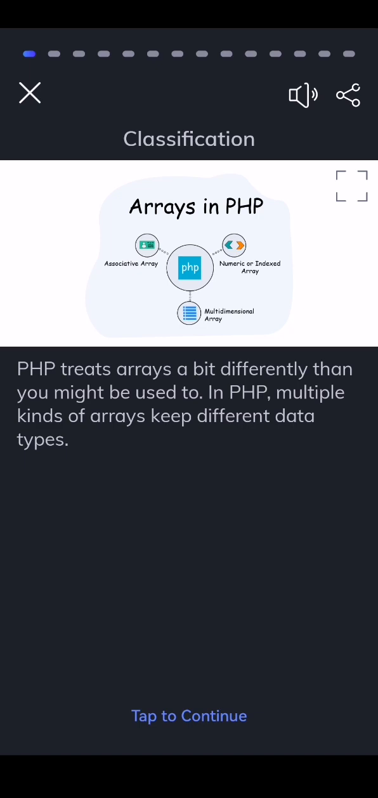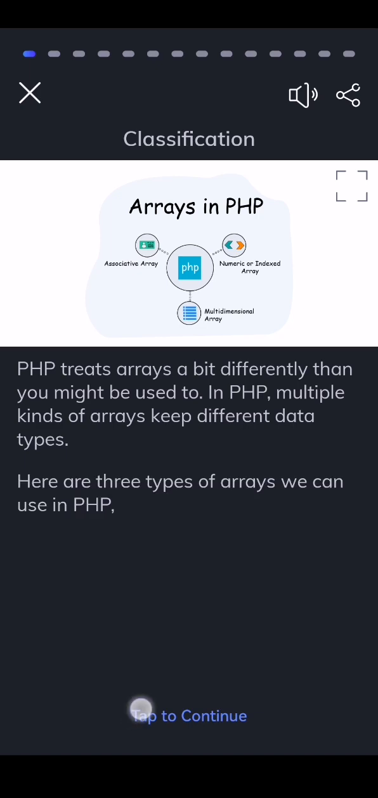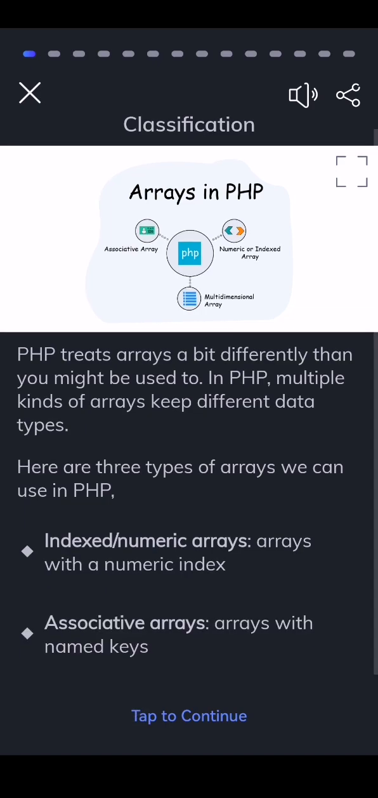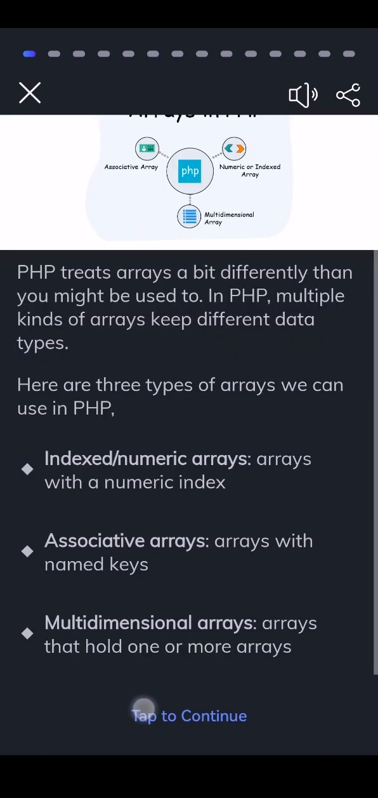PHP treats arrays a bit differently than you might be used to. In PHP, multiple kinds of arrays keep different data types. Here are 3 types of arrays we can use in PHP. Indexed numeric arrays: arrays with a numeric index. Associative arrays: arrays with named keys. Multidimensional arrays: arrays that hold one or more arrays.